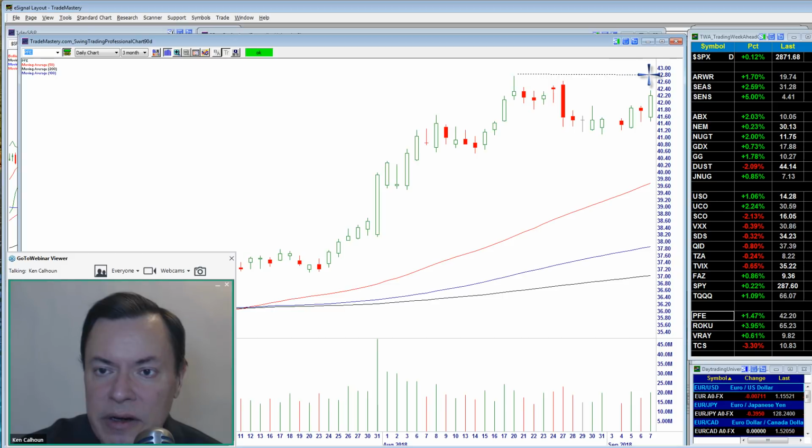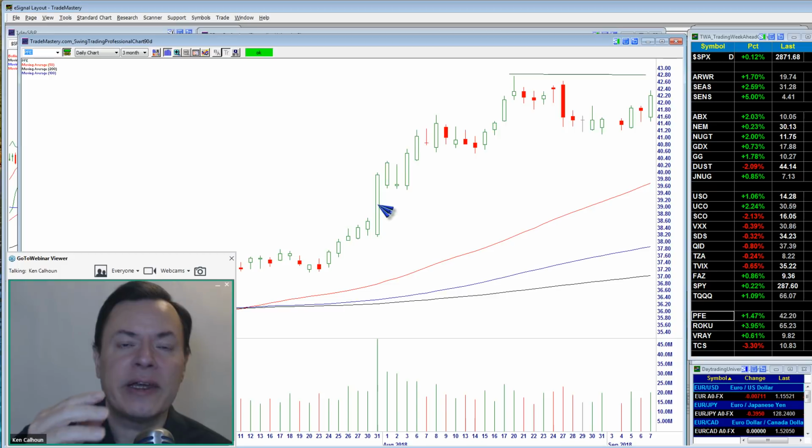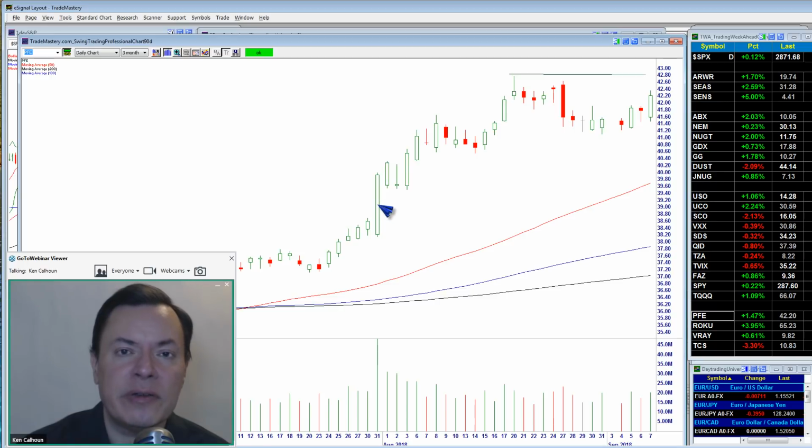So we have a shooting star right here and a pullback, but this is a large green candle. This is the candle I wanted to draw your attention to, though. Look for large candles in context of a pre-existing uptrend and then add 50 cents or so to it to help set your entry.